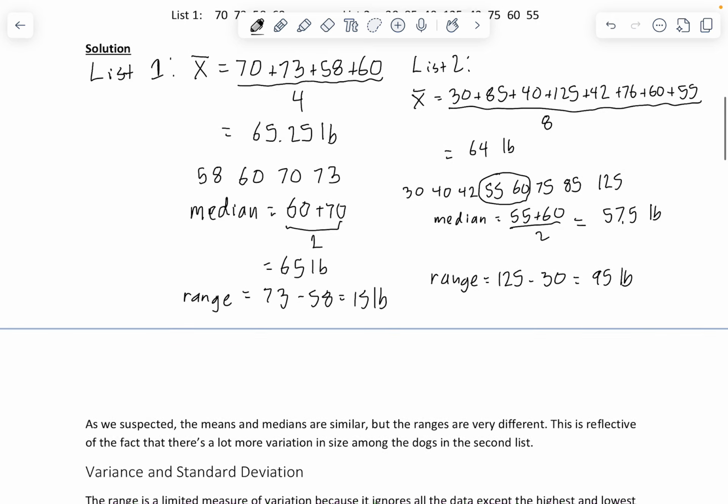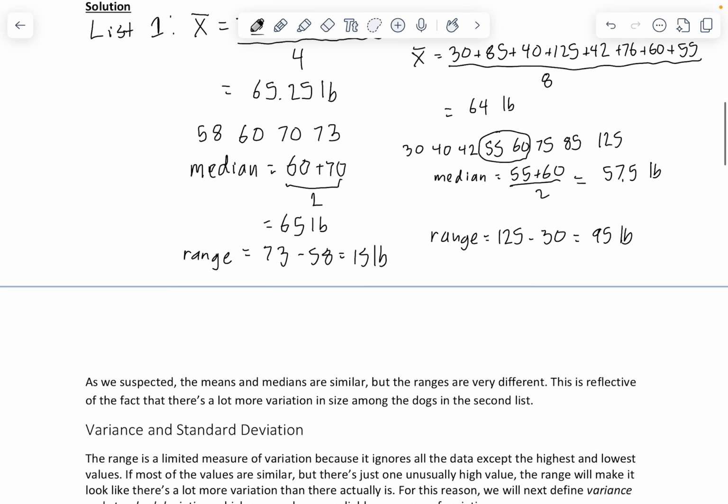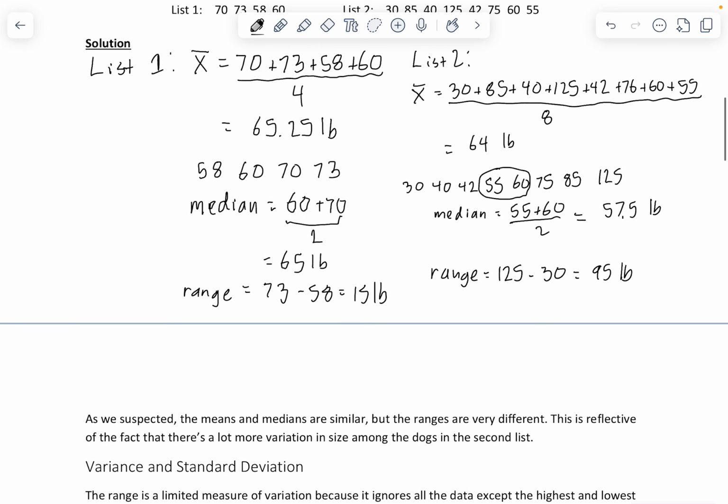So what we observe after doing all of this is that the means and the medians are similar for both data sets, but the ranges are very different. This tells us that using an average by itself is really not enough to characterize a data set. If we were just relying on an average, we might come to the conclusion that these two data sets are pretty similar, because the mean from the first one is 65.25 and 64 on the second one, fairly similar.